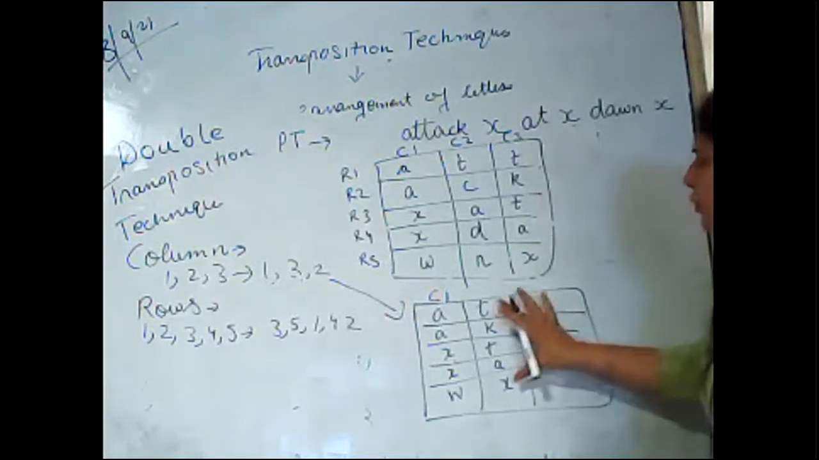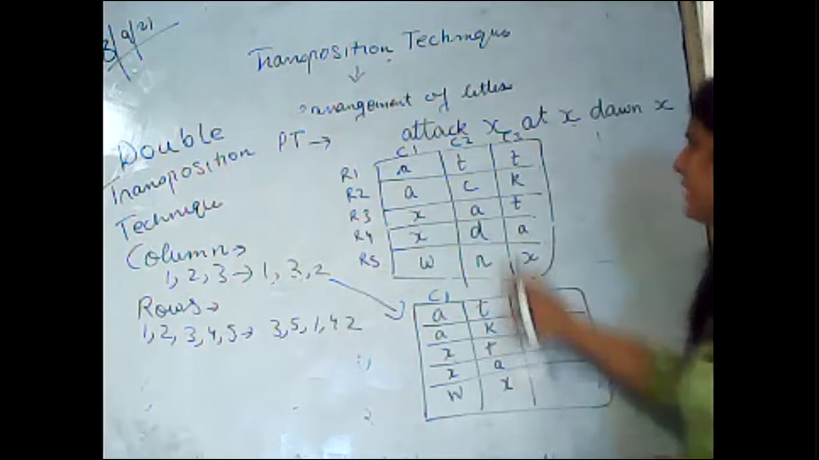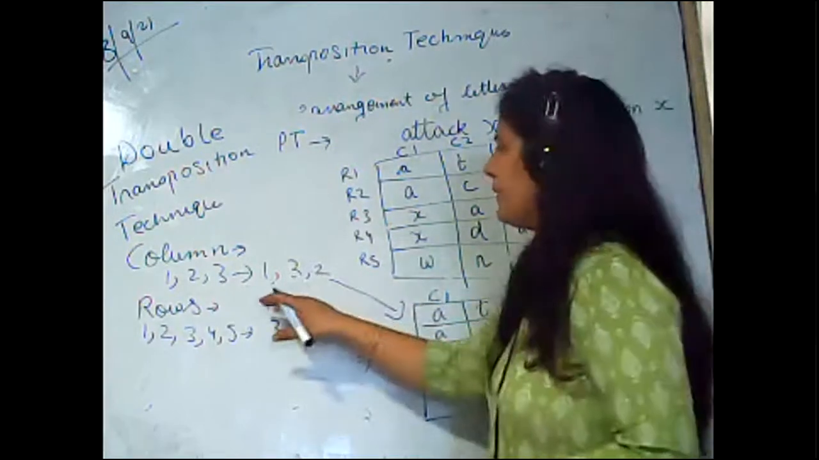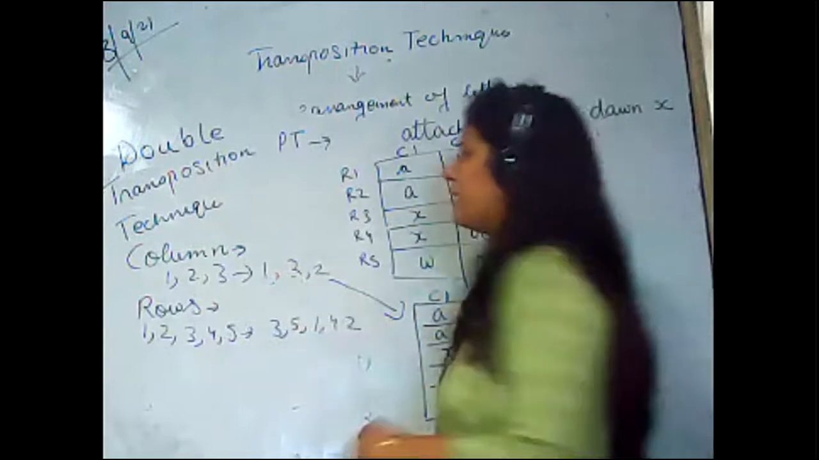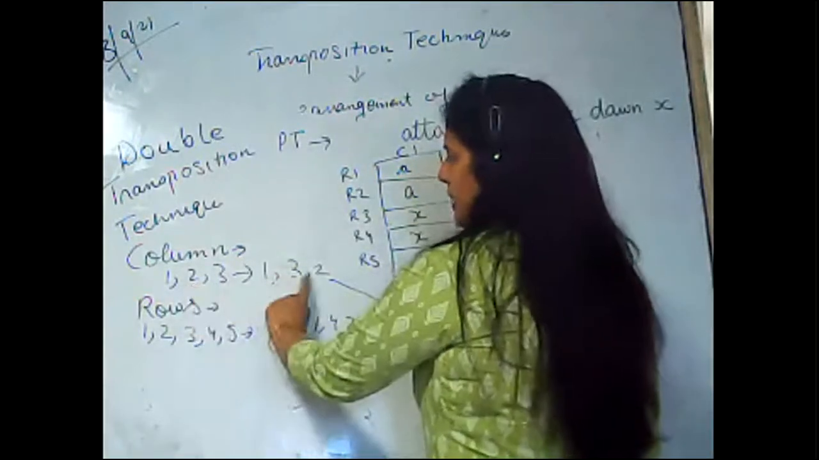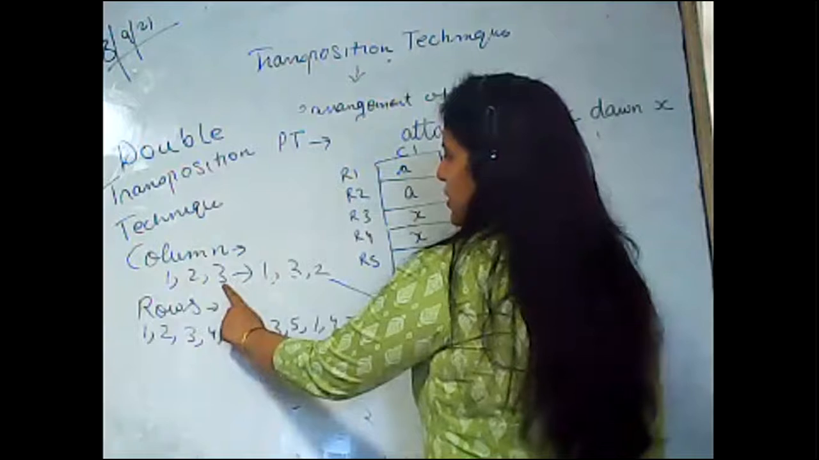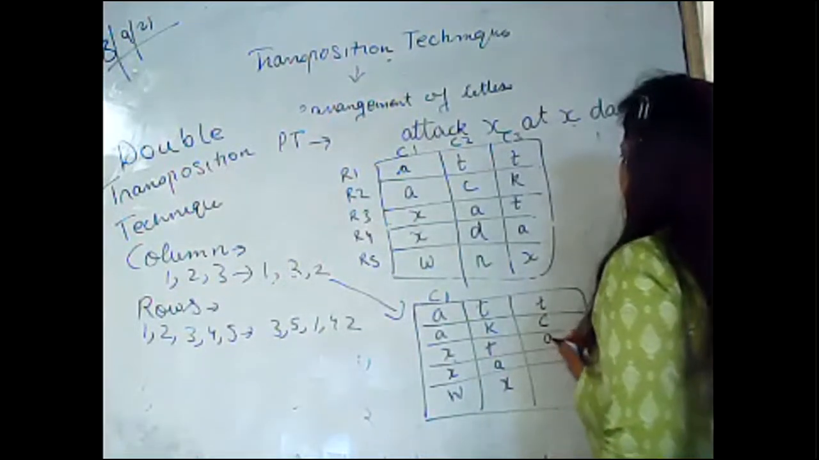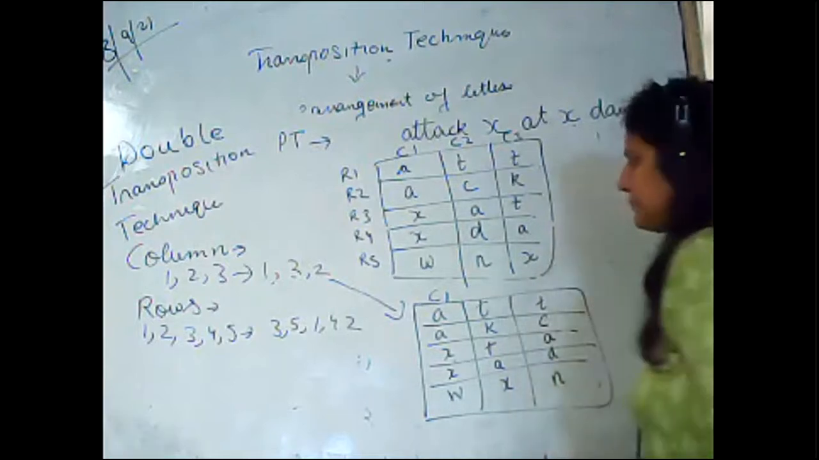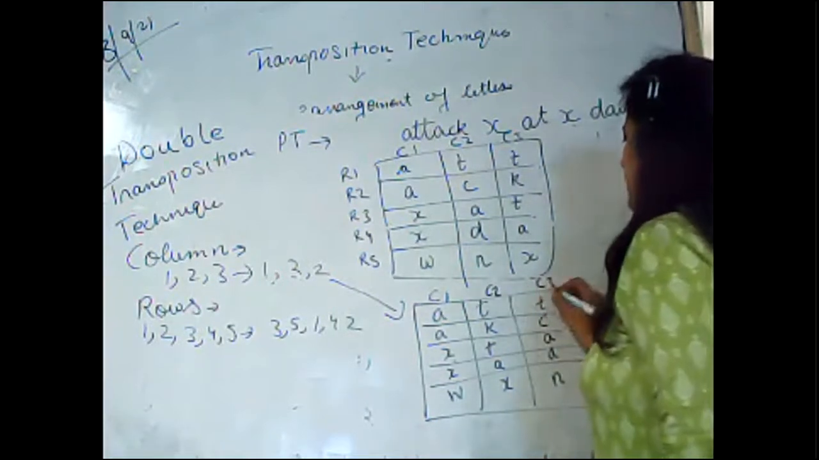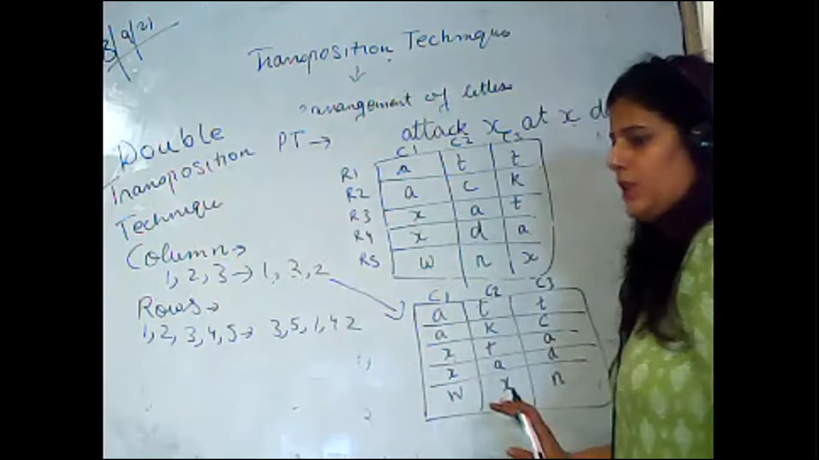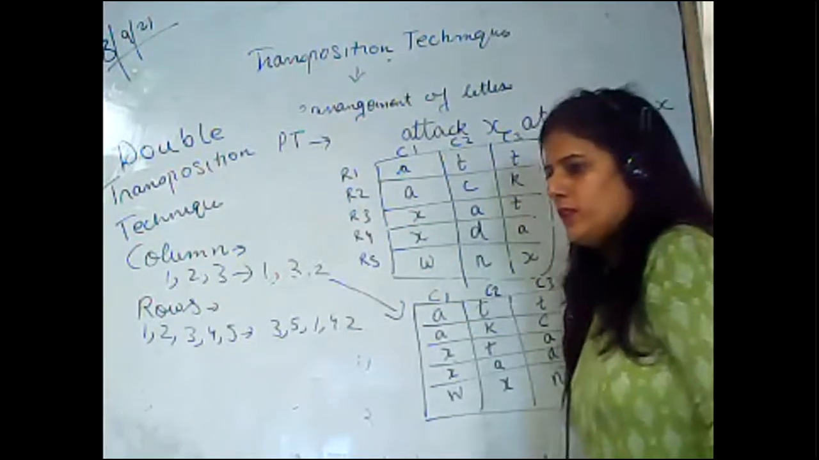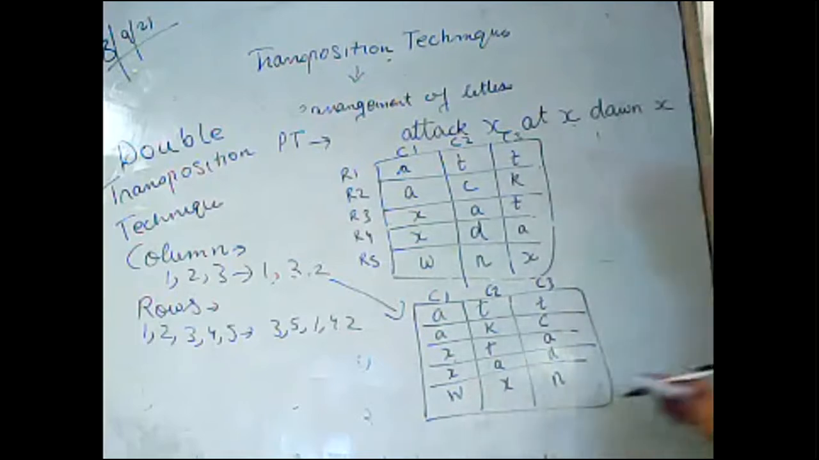This third column will now become the second column, and the second column will become the third column, according to the requirement. I have changed my second column with the values of the third column, and now I am changing the third column with the values of the second column. So that is T, C, A, D, N. Now this is your new matrix table after performing this columnar transposition. Fine. So this is your columnar transposition.